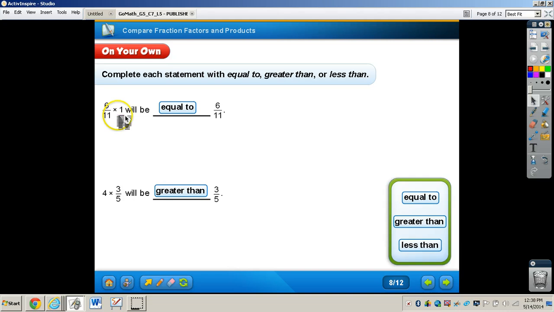Why is that the case? Because anything times 1 is always going to be equal to the other factor. However, we're taking 3/5 and multiplying that by 4, so obviously we're getting 4 times 3/5. So that would obviously be greater than the 3/5.